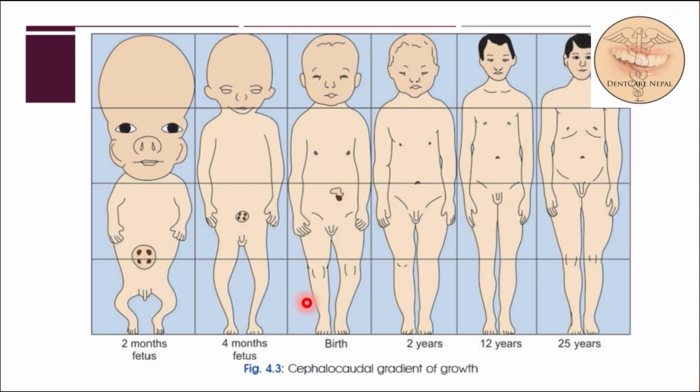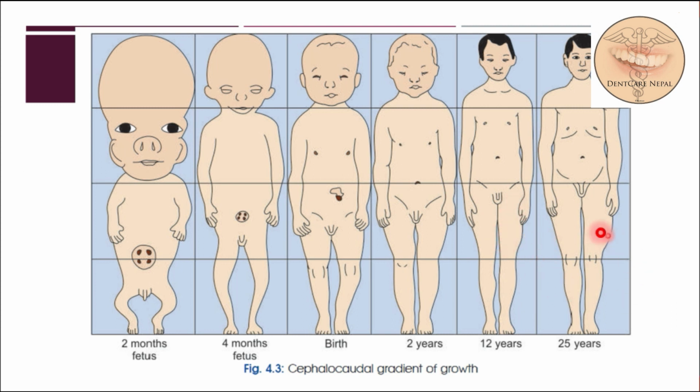Let's see what the cephalocaudal gradient of growth is. There is an axis of increased growth extending from the head towards the feet. The head is in advance of the trunk, and the trunk is in advance of the limbs at all times regarding growth and maturity. This axis of increased growth gradient extending from the head towards the feet is called the cephalocaudal gradient of growth.